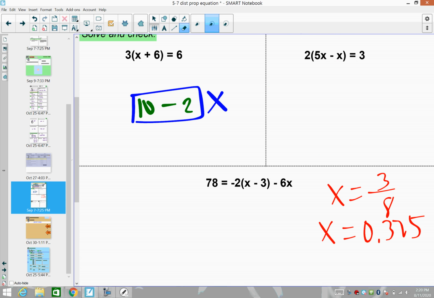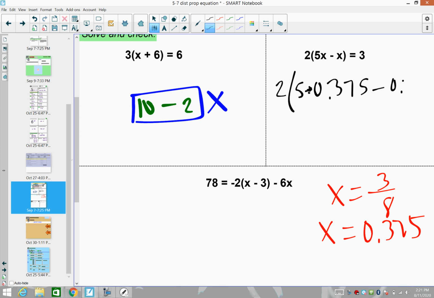So we're going to substitute back in for the x in both spots. So we end up with 2 multiplied by 5 times 0.375. Yikes, I should be using a parenthesis there. Minus 0.375.